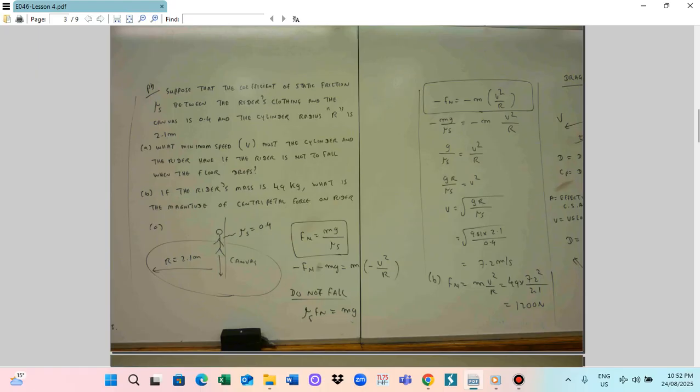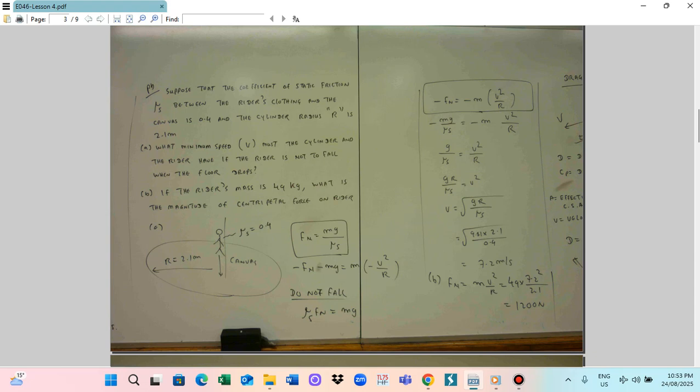So the cylinder radius r is 2.1 meters. In this case, we have to calculate the first situation: what minimum speed is needed in the cylinder so that the rider does not fall when the floor drops. This means the rider is moving in this direction, so that when the speed is high, he will not fall out. So this is the velocity we have to calculate. In this case, the friction is involved.